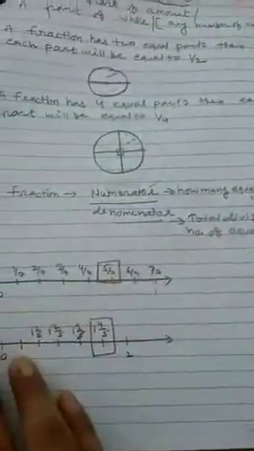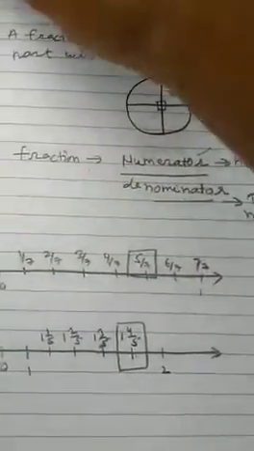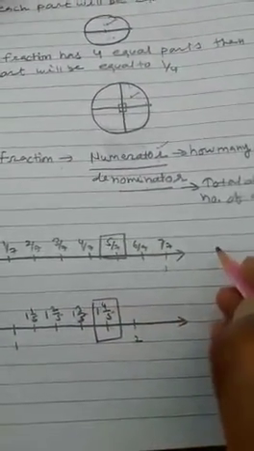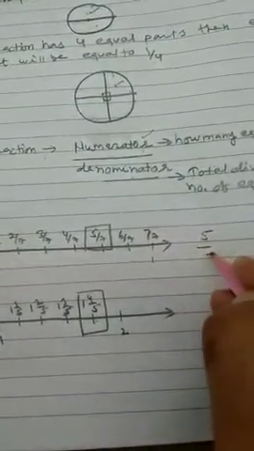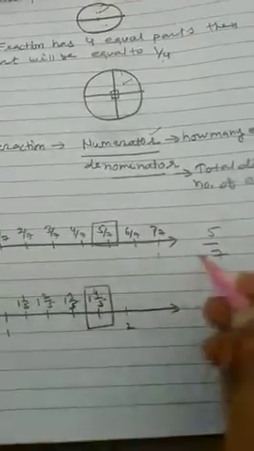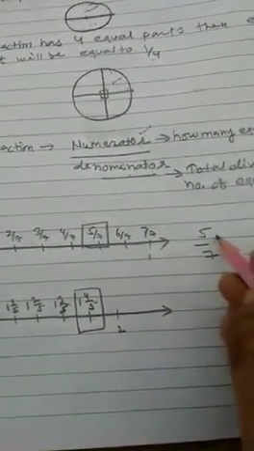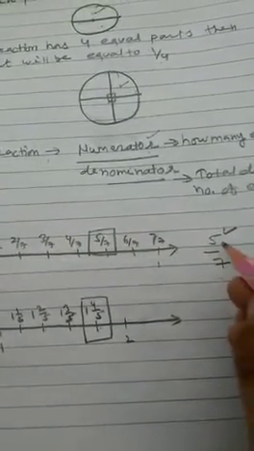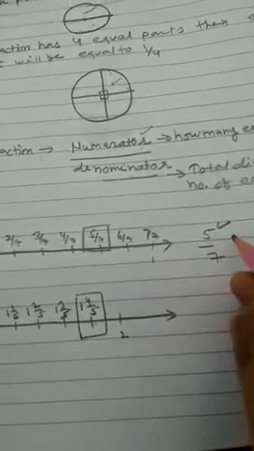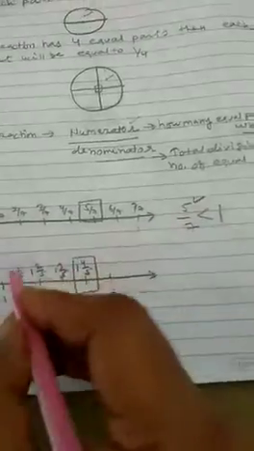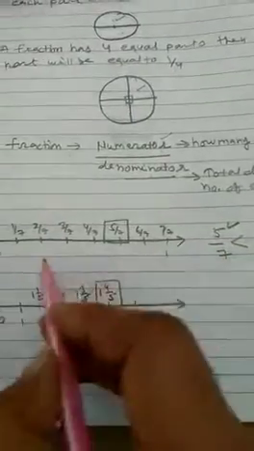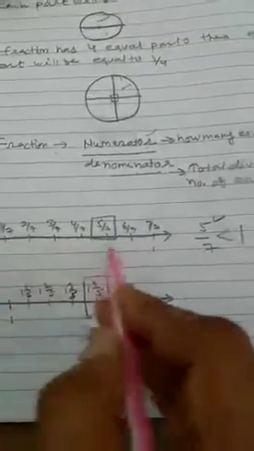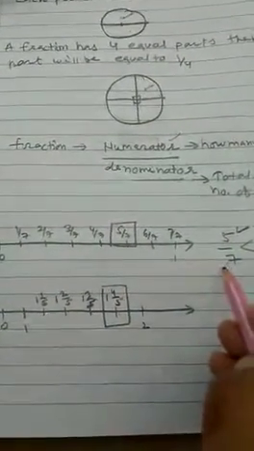Now we can represent a fraction on the number line. Take an example: we want to represent 5 upon 7 on the number line. 5 upon 7 is a proper fraction because 5 is less than 7. Clear? And proper fractions are always smaller than 1. So 5 upon 7 lies between 0 and 1. Clear? So we denote 5 upon 7 on the number line.